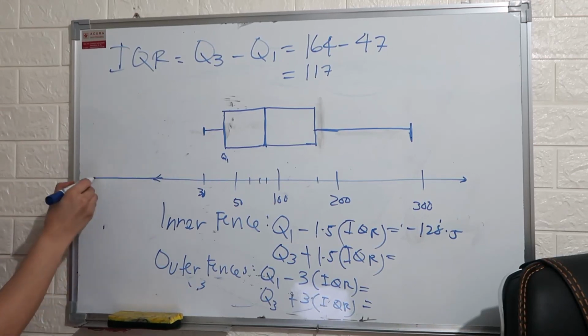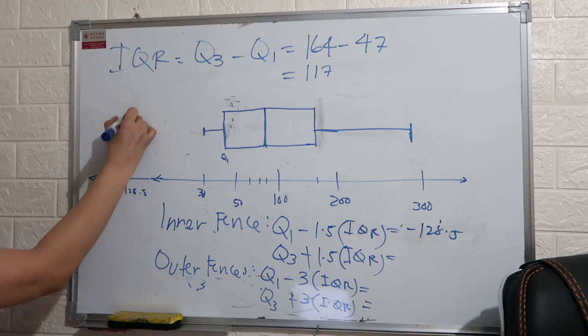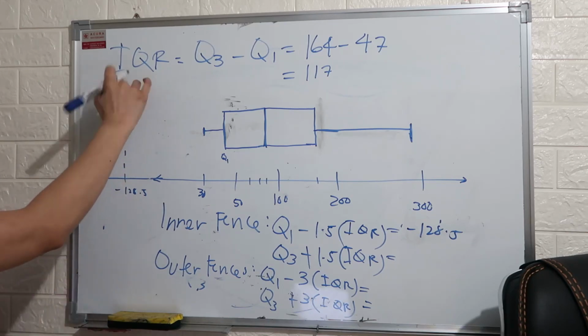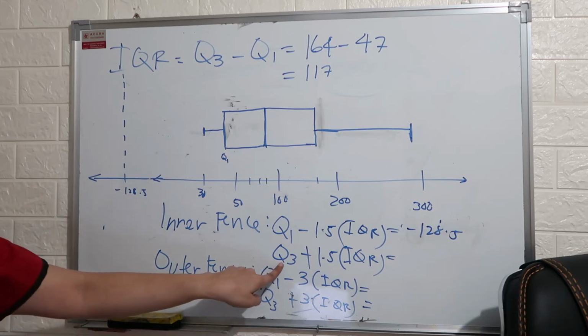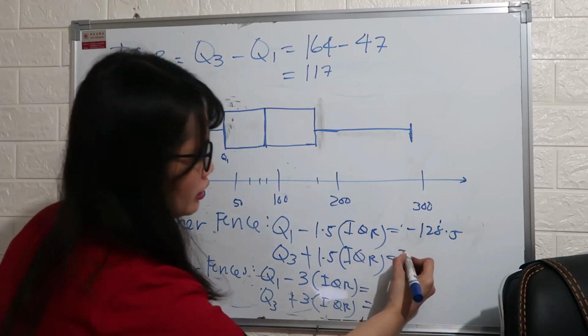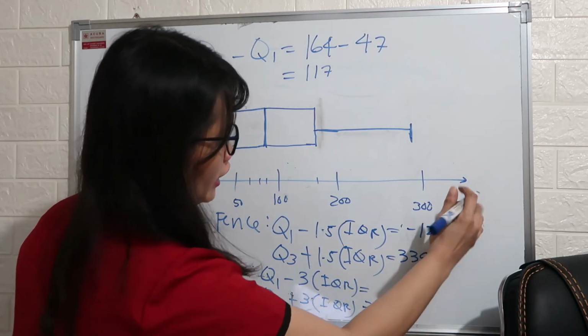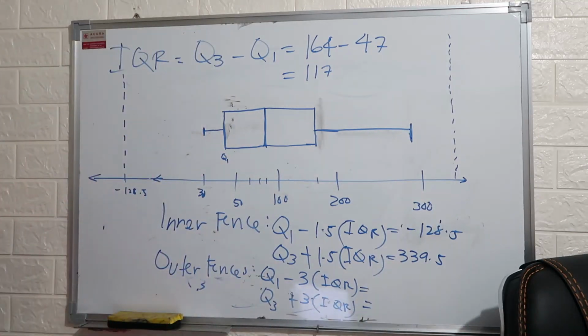So more or less, nandito yun. Let's say nandito yung si negative 128.5. So this is your inner fences. Okay? Inner fences. And then the other one. Q3 plus, what's the answer? 339.5. So more or less, here. Okay? Next, outer fences.